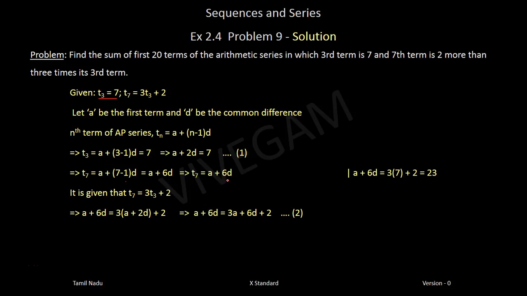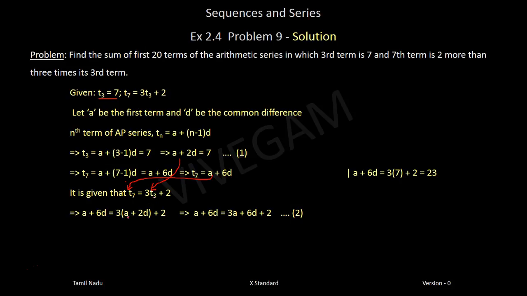So T7 is a plus 6d, but as per this, it's given that T7 is 3 times T3 plus 2. So substitute this here, and substitute T3 is a plus 2d. T3 is a plus 2d, right? So substitute that here. So what will happen? T7 is a plus 6d and T3 is a plus 2d, right? So a plus 2d here. So a plus 6d will be 3 times T3.